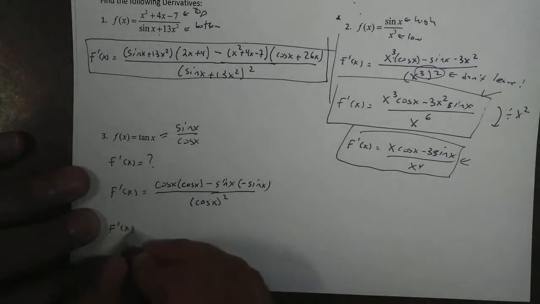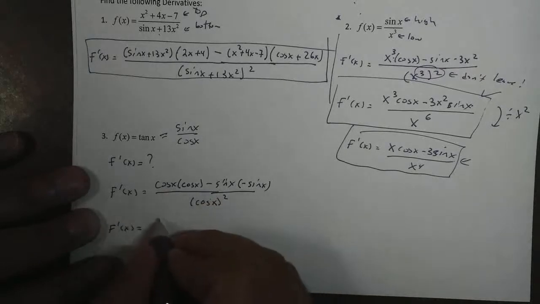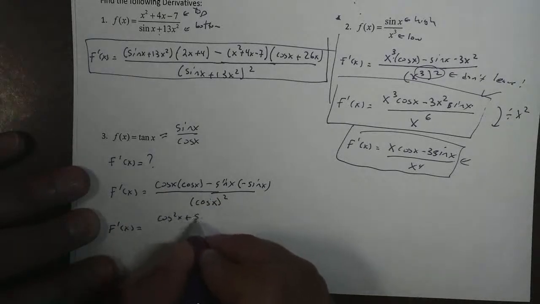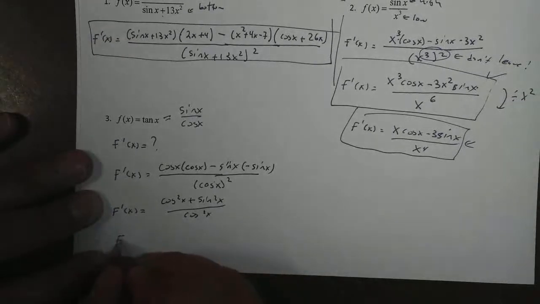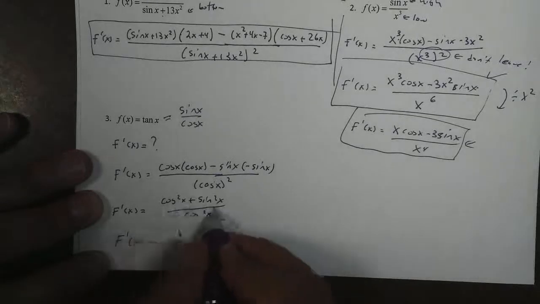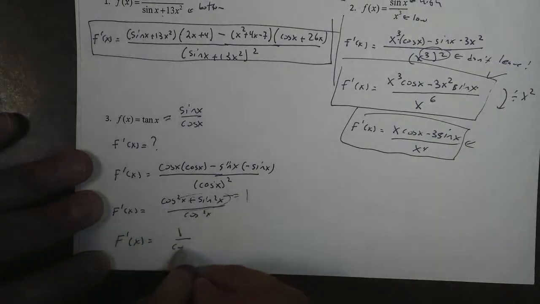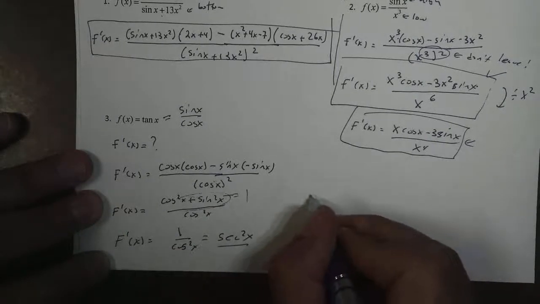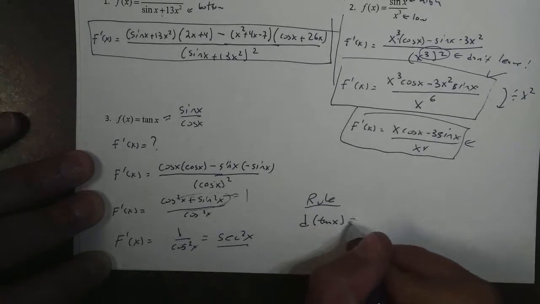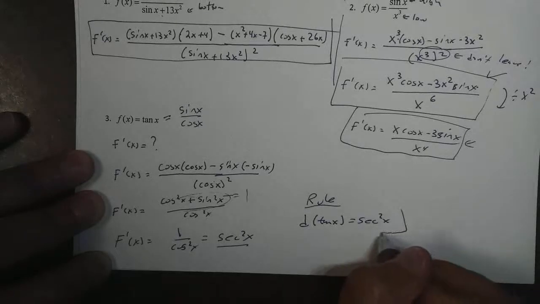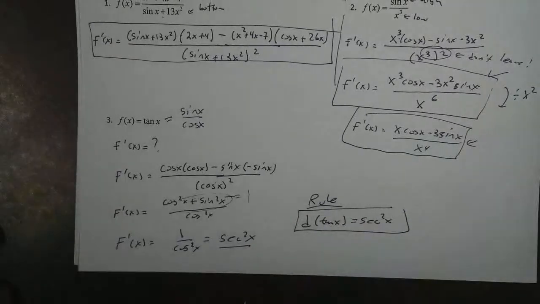So my derivative, this becomes cosine squared of x plus sine squared of x all over cosine squared of x. Now at this point people are like, I can rewrite these. Don't do that. Watch. What did the whole top just equal to? Well, we know the Pythagorean theorem, that's just 1. That's just 1 over cosine squared of x, and that's just secant squared of x. And that's a rule for us. The derivative of tangent of x is secant squared of x. And that's something you have to memorize.